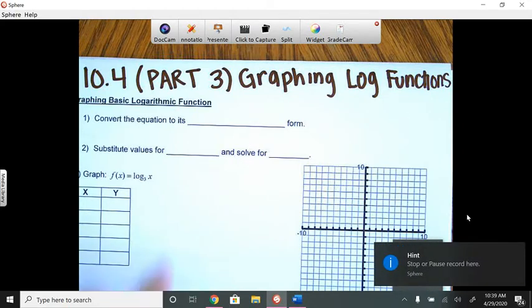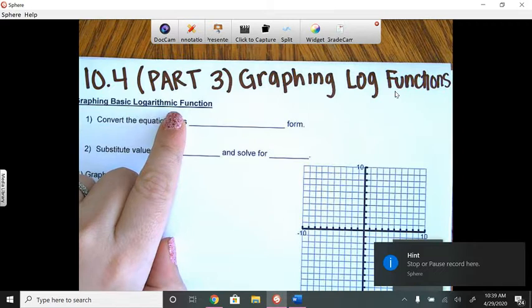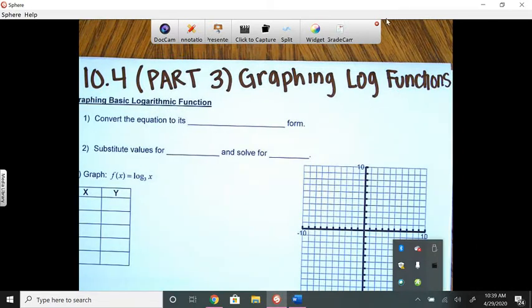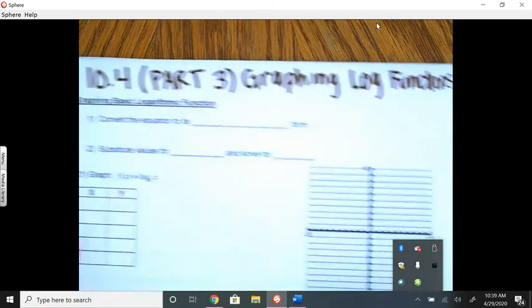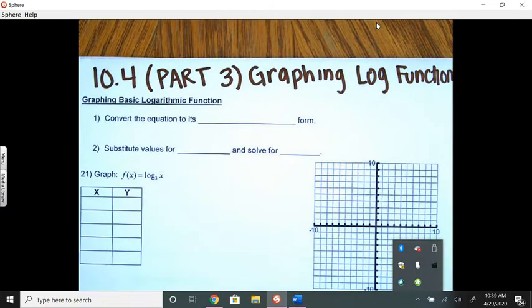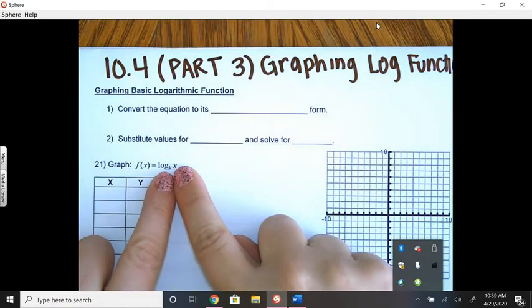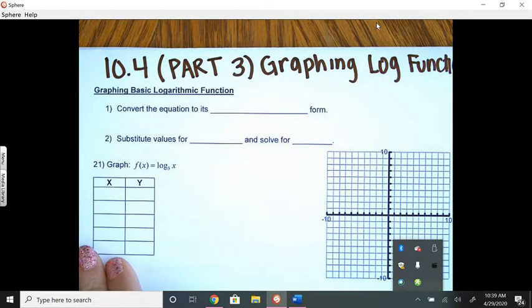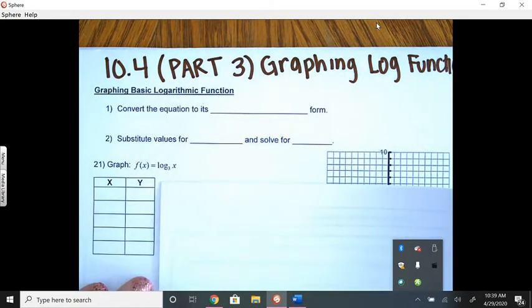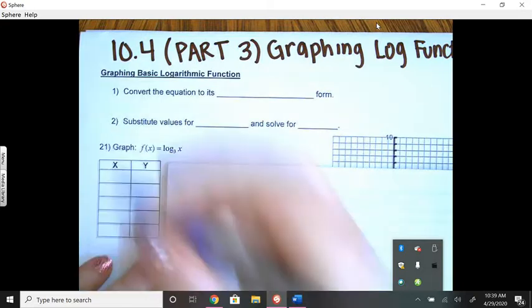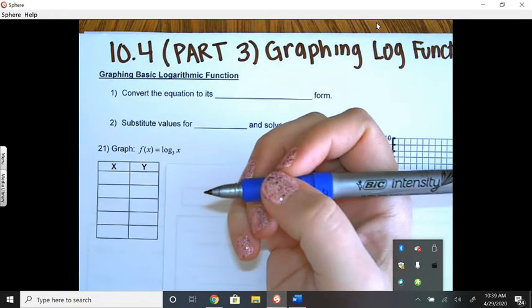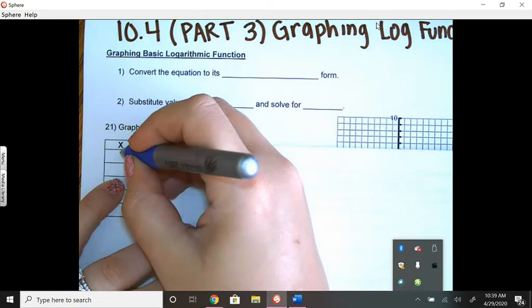This video will go over how to graph logarithmic functions. There are a couple ways to do this. One way is to just plug in numbers for x and then get your y values. However, being that this is a log function, that could be a little bit tricky, so let me show you what I mean. Let's pretend we picked the number 1 for x.